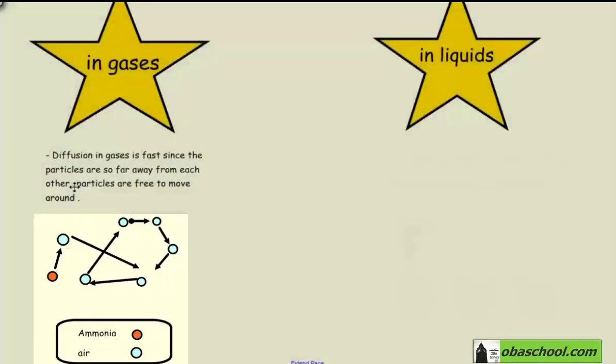We must pay attention to something. Particles don't move at the same speed. Some move fast and some move slow. This all depends on the weight of the particle. The lighter it is, the faster it can move.